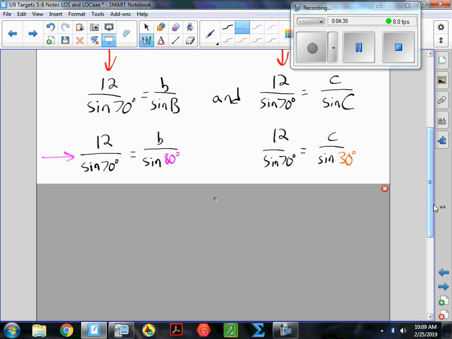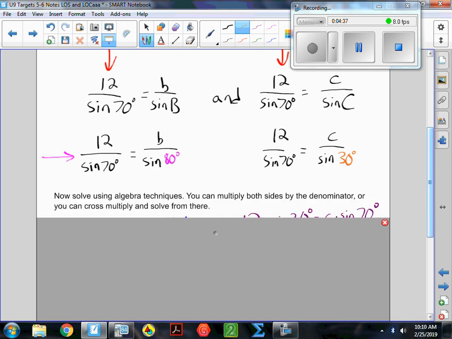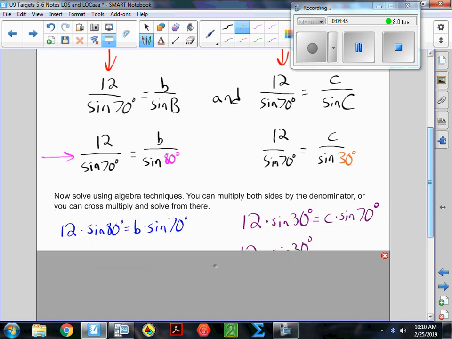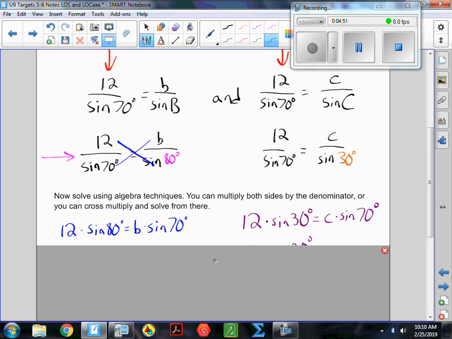And so for both of these, I need to cross multiply and solve. Now using algebra techniques, you can multiply both sides by the denominator, or you can cross multiply and solve from there. So I've showed what the cross multiplying looks like. Cross multiplying means that we are multiplying across. So 12 times sine 80 is equal to B times sine 70. Or in the second one, 12 times sine 30 equals C times sine 70.